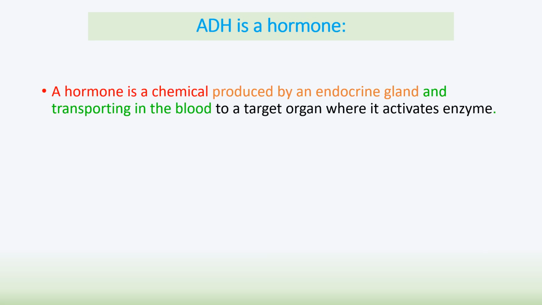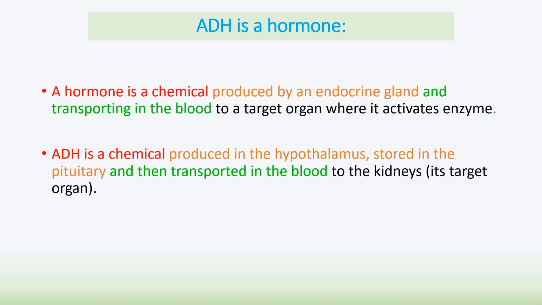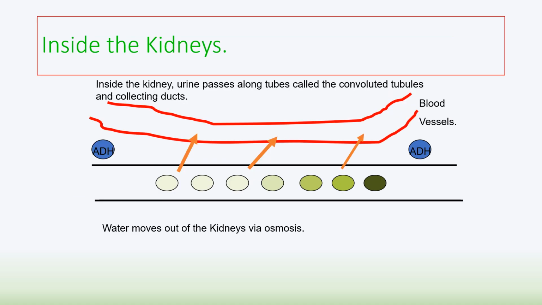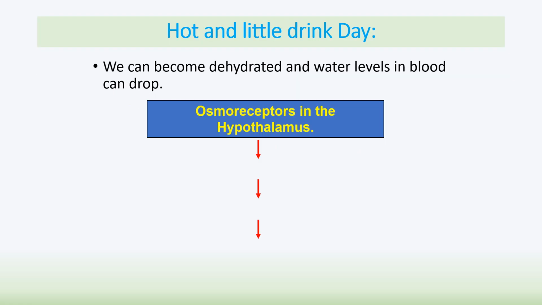So ADH is a hormone because it is a chemical. It is produced in the hypothalamus but stored in the pituitary gland, so it's released from the pituitary gland and it is then transported in the blood to the kidneys, which are its target organ. So inside the kidneys, what happens in the collecting duct is water is lost out of the collecting duct and goes back into the blood, making urine more concentrated.